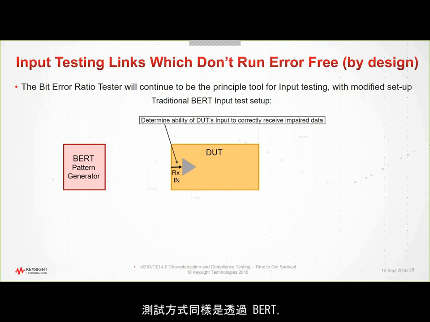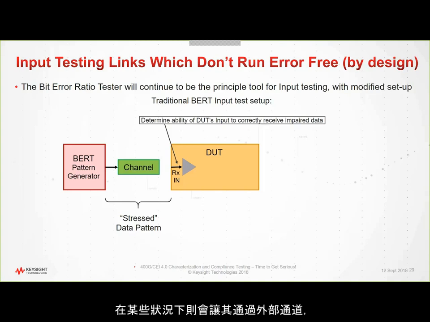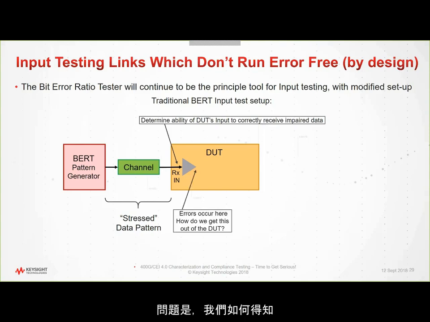And the way we do that is, again, with a BERT, and the BERT has a pattern generator which generates carefully calibrated amounts of impairments. With the output of the pattern generator, we put that into the receiver either directly, or in some cases we put it through an external channel, which is usually a piece of circuit board trace, and that goes into the receiver under test. Now, the issue is, where do we get that information that the receiver is receiving this impaired signal correctly or not? Well, it's inside the device under test. So somehow we have to get access to that signal right there at the output of the receiver to determine how good a job it is doing in recovering the signal.